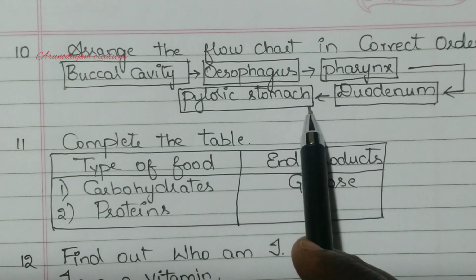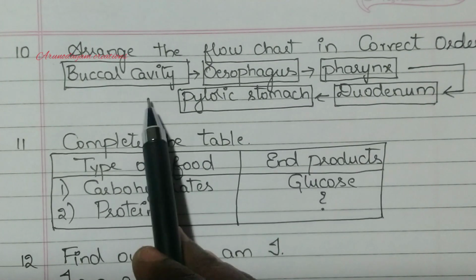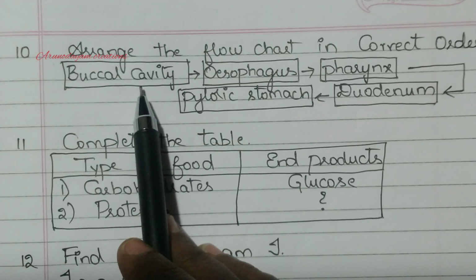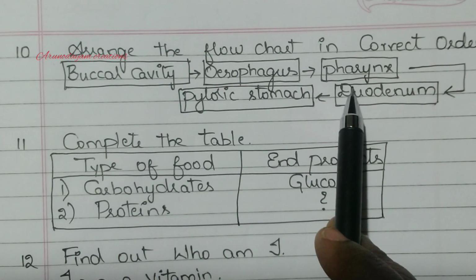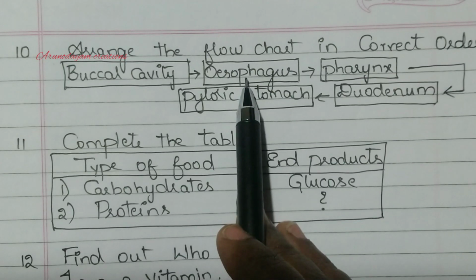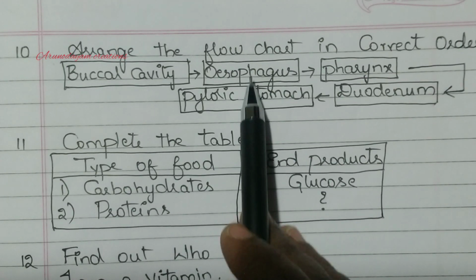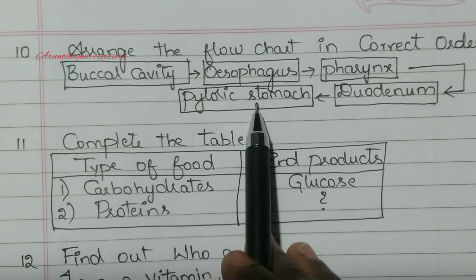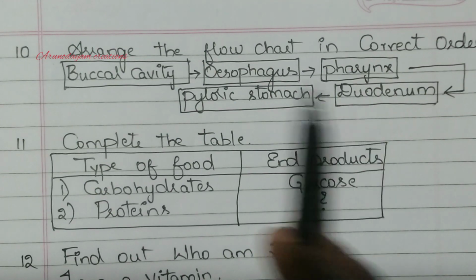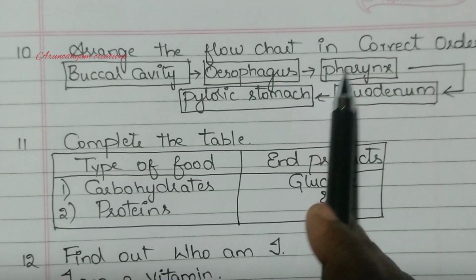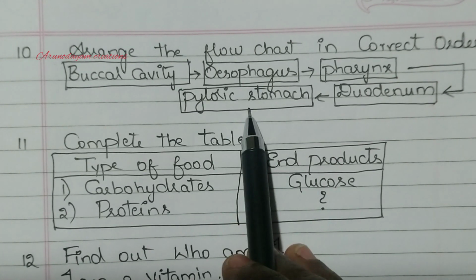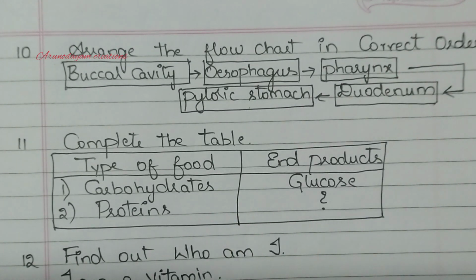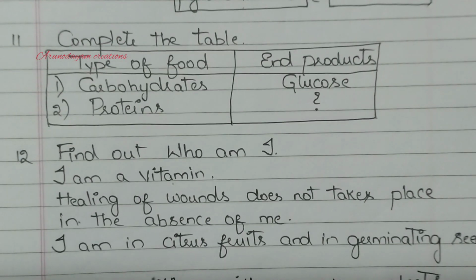So this flowchart belongs to digestion. Buccal cavity. From there food enters into the pharynx. From the pharynx it enters into the food pipe, that is the esophagus. From there to the pyloric stomach. From there to the duodenum. So the correct order is buccal cavity to pharynx to esophagus to pyloric stomach and to duodenum.